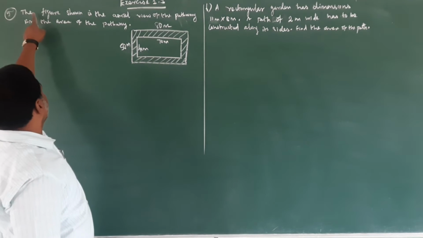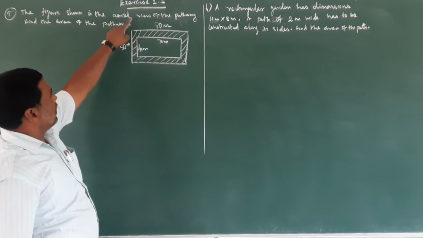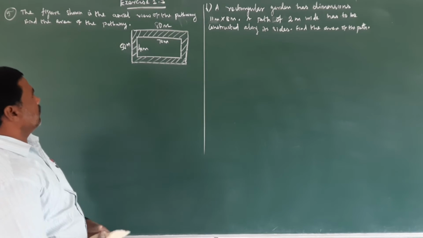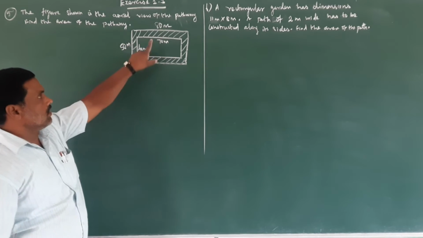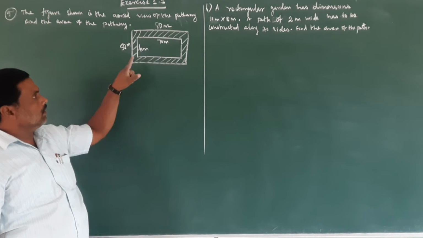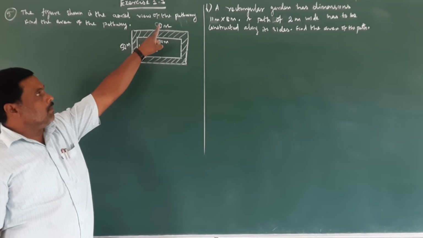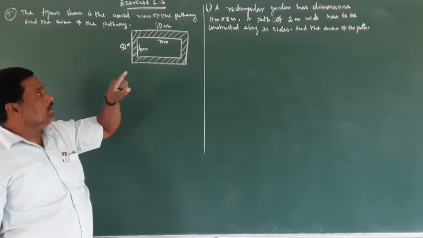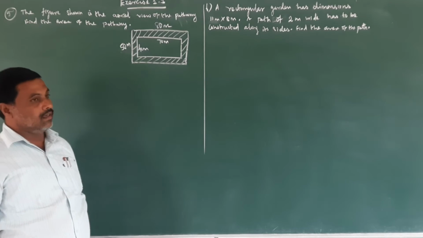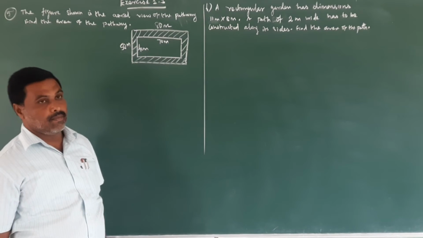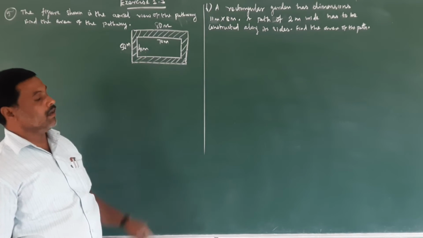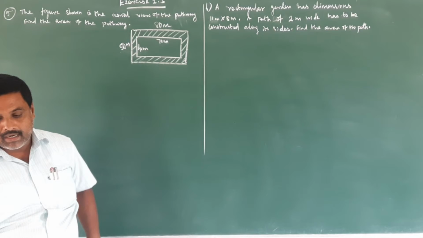The figure shown is the aerial view of the pathway. Find the area of the pathway. Now that is a rectangle diagram. The two rectangles: the outer rectangle, capital length L equal to 80 meters, capital B equal to 50 meters. The inner rectangle, small length equal to 70 meters, small breadth b equal to 40 meters.